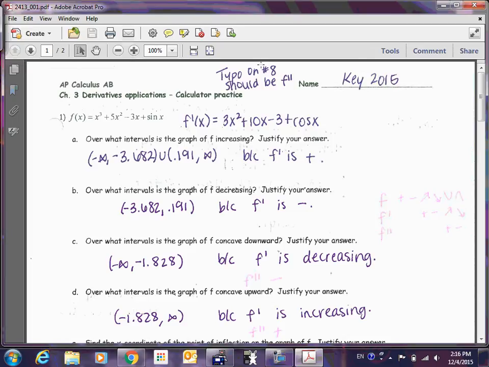Okay, so first of all, there was a typo in number 8 on this worksheet, but I fixed that. I actually went through on everyone and wrote it in, so that's not an issue.